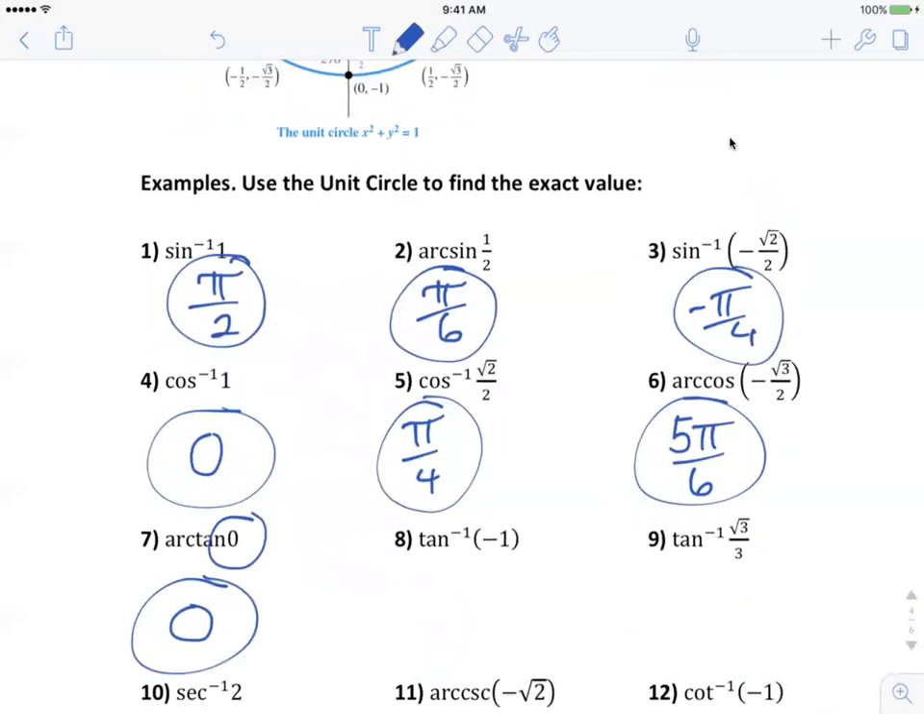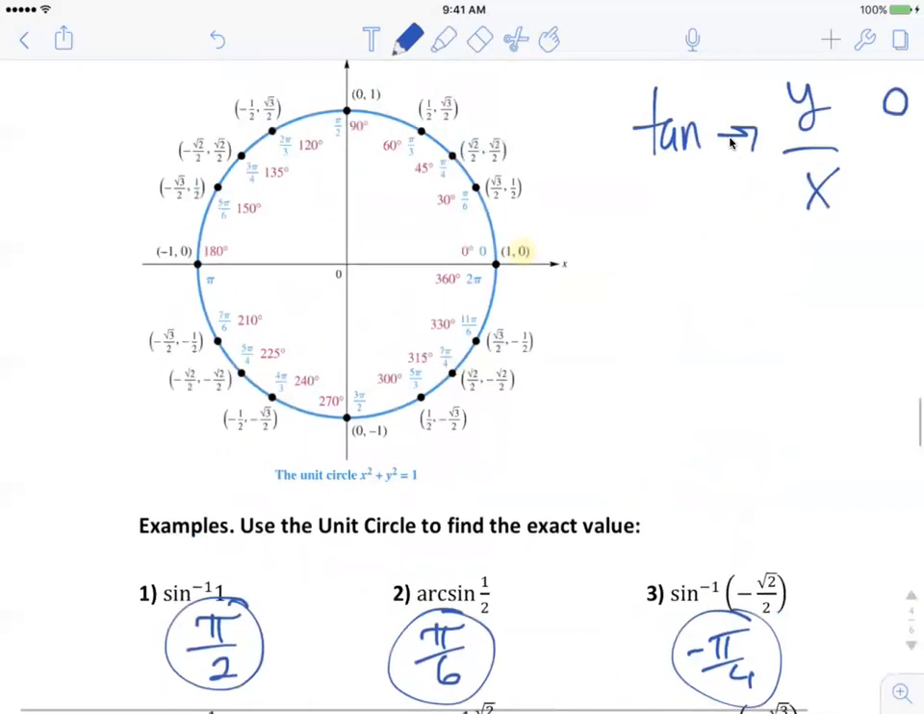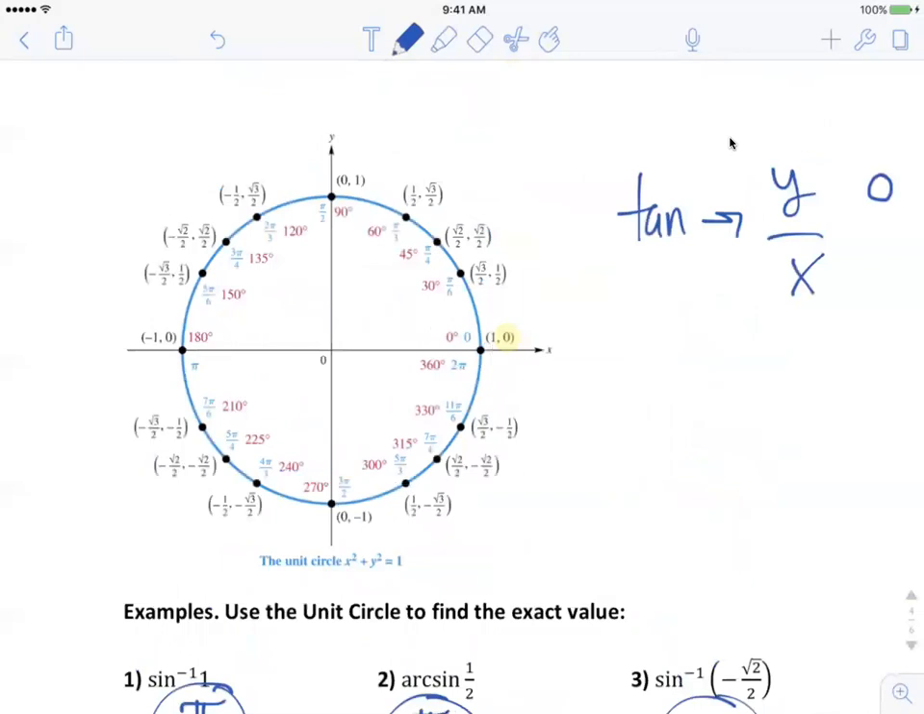Okay, how about tangent inverse of -1? All right. Any place where you're going to get tangent -1? Well, if tangent is 1, that means y and x would have to be the same, right? Because it's y divided by x. You need those to be equal to get a ratio of 1, but it's -1, right? So I'm going to look here for that. That's where the x and the y are the same, but one of them is positive and one of them is negative. And that's in quadrant 4.